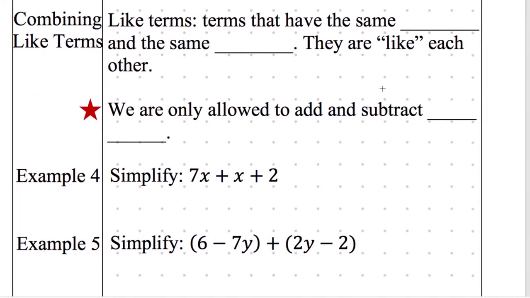Combining like terms. This is our bread and butter today. If you know how to eat bread and butter, you know how to combine your like terms. That is the most important thing you'll be taking away. You'll notice there is a star coming up here. Like terms. What are like terms? They're terms that have the same what and the same what. They have to have these two things. That's all I care about.